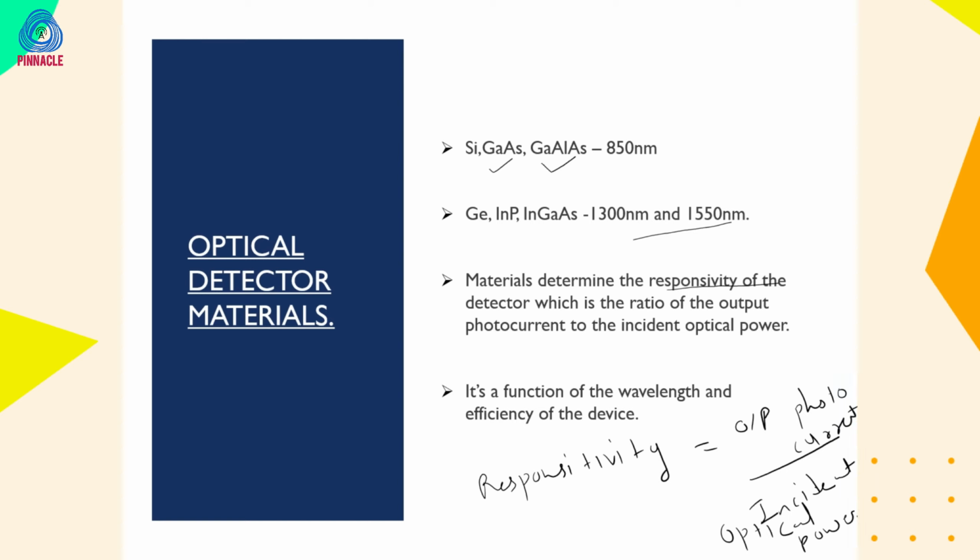This is very important because if incident power is very high but output photocurrent is low, that means the device is not efficient. That's why the efficiency of the device is a function of wavelength.